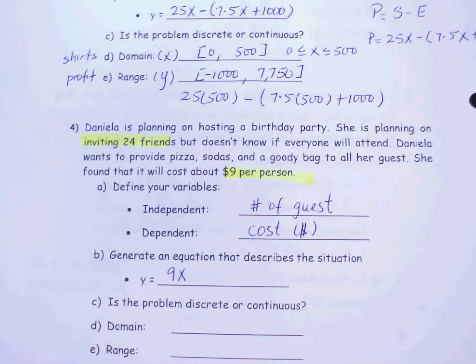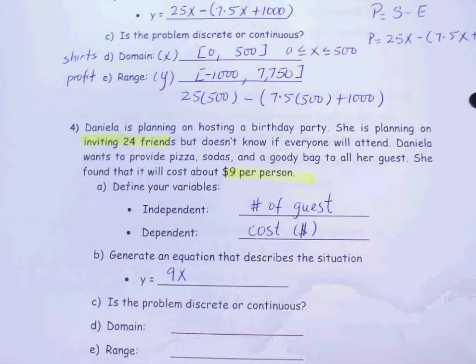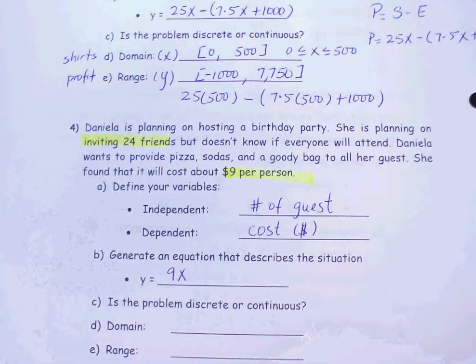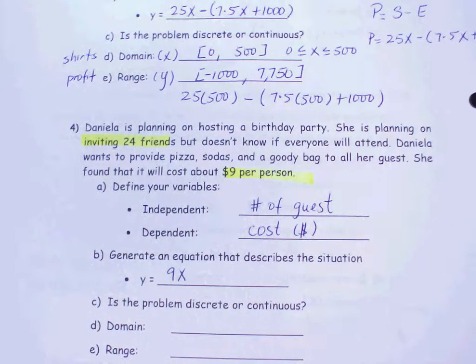What's my restraint on the domain? 24. So how many people can go to this party? 24 or more? Really? Or less? Now, can you have -1 guest? Can you have 0 guests? Yes. People just don't show up, right? Poor baby. Nobody showed up for her birthday party, but that's still possible, right?